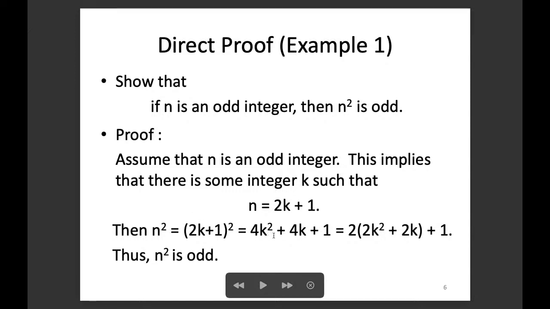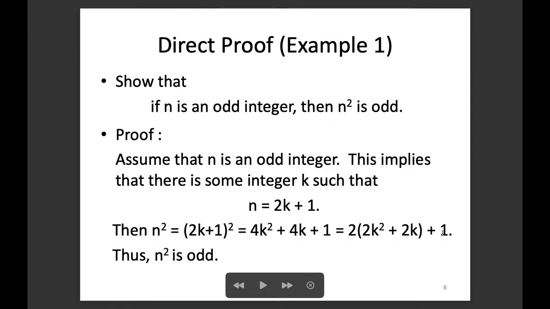After expanding, we get 4k squared plus 4k plus 1. And then if we rearrange the terms, the first part is actually 2 times some number, 2k squared plus 2k. So this is also an integer, right? Yes, k is an integer, 2k is an integer, k squared is an integer, 2k squared is an integer. Integer plus integer is an integer. So this is of the form 2 times a certain integer plus 1.